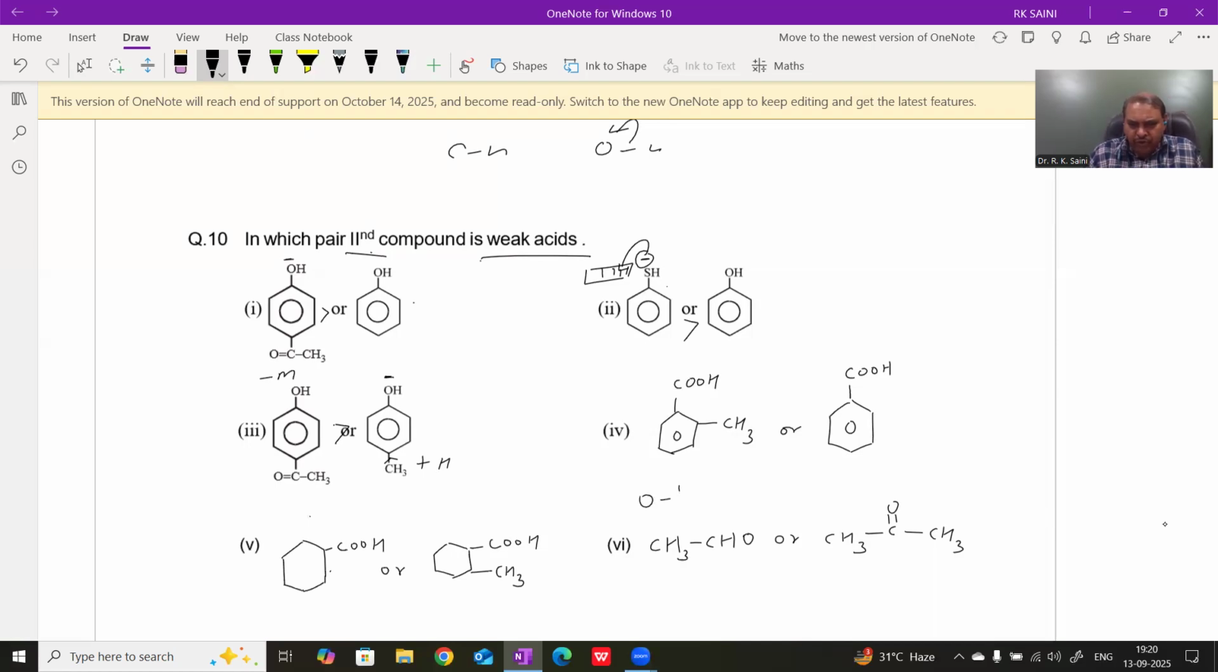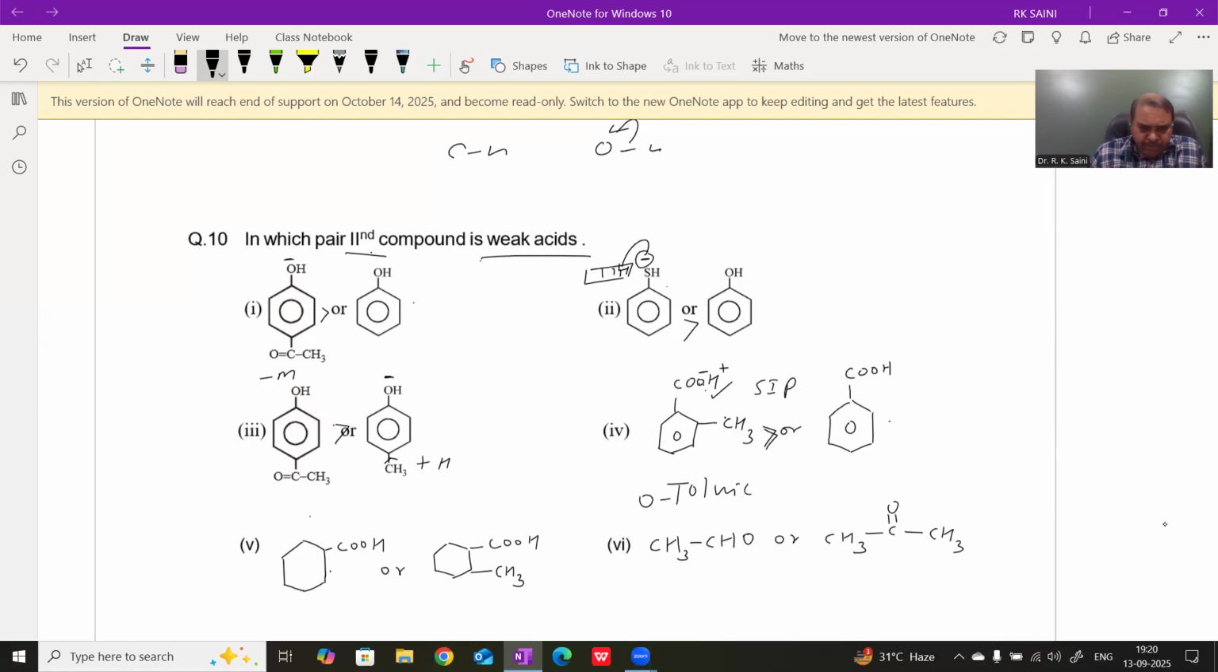In the case of the fourth, ortho-toluic acid is more acidic than benzoic acid because of SIP, steric inhibition of protonation, due to the bulky group present at the ortho position, meaning its solution carries a high concentration of H plus ion and is more acidic.